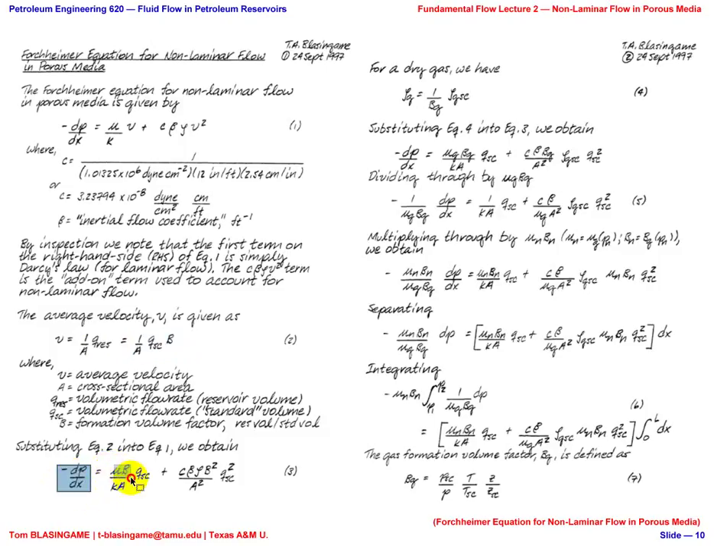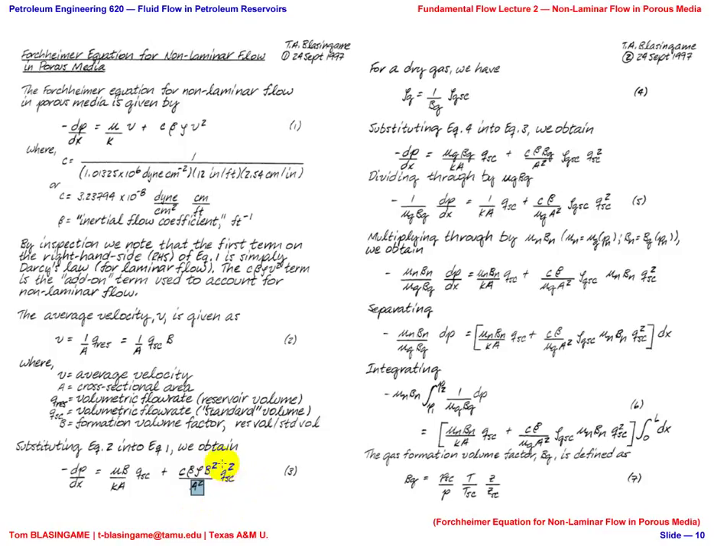We now have mu b. We now have k over a. We now have QSC. We got a whole bunch of more frustrating things. We have that units constant. We have the beta coefficient. We have density. We have the formation volume factor squared, and we have area squared.